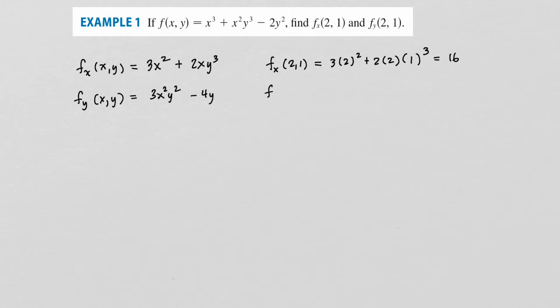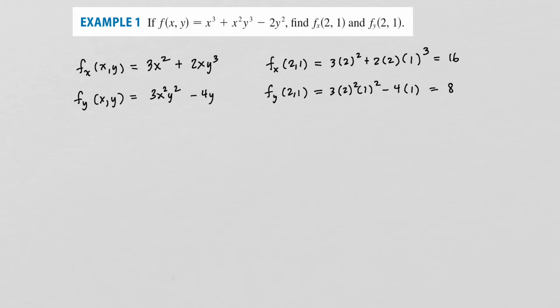And now when I want to plug in the point (2, 1) into this partial derivative, I simply let x equal 2 and y equal 1. And we get 3 times 2 squared times 1 squared minus 4 times 1. And this is 3 times 4 is 12, take away 4 is 8.